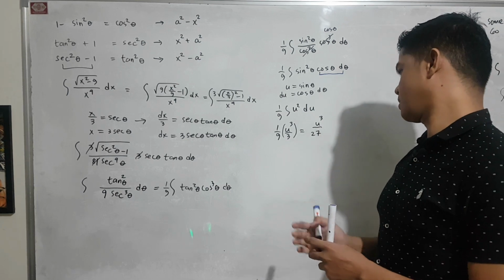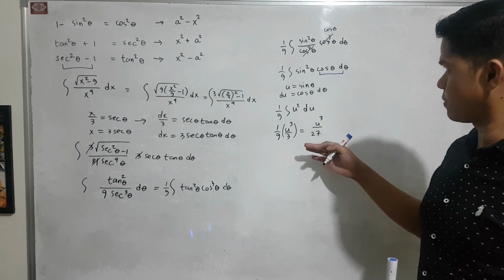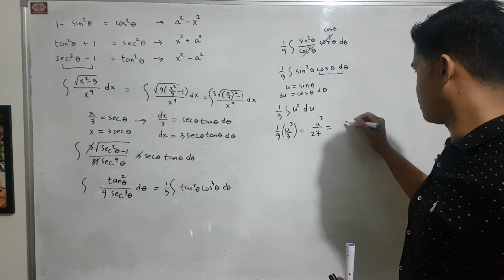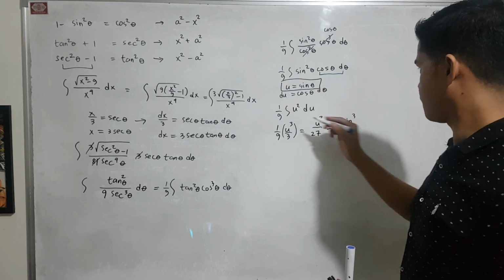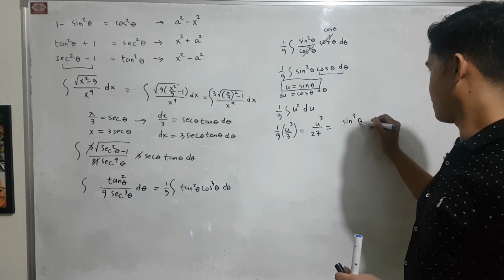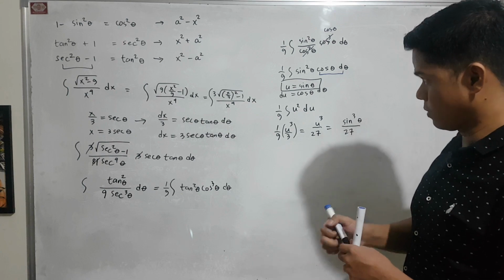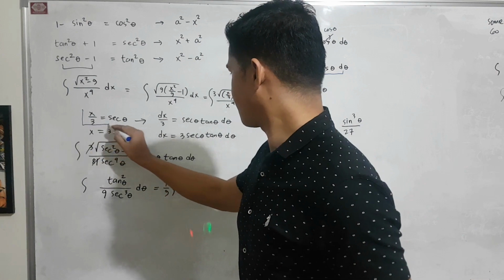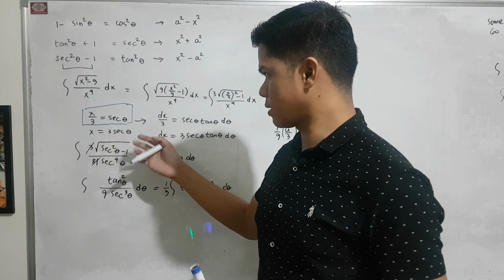But we're trying to integrate in terms of x, right? So we need to return our variables. We know u is sine theta, so u cubed is sine cubed theta over 27. And theta, of course, is not yet in x, right? So we need to refer to our first substitution, which is x equals 3 secant theta.